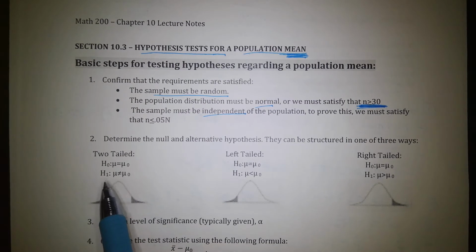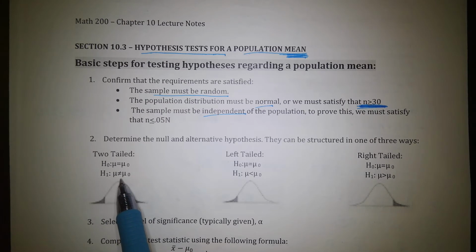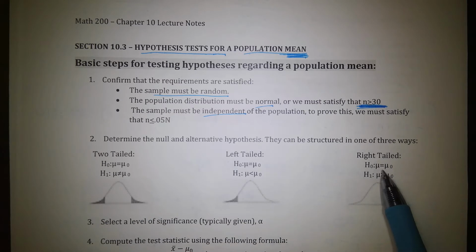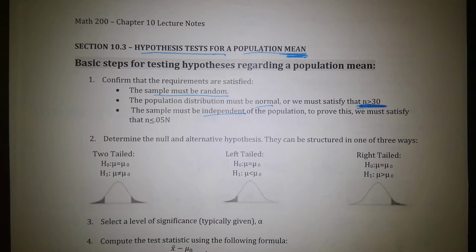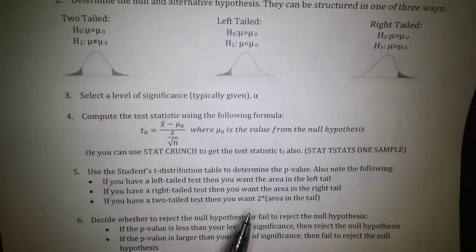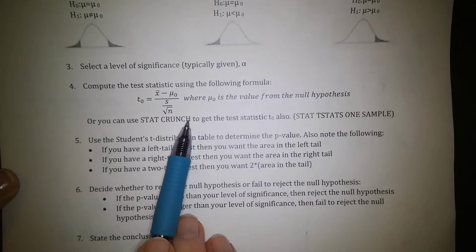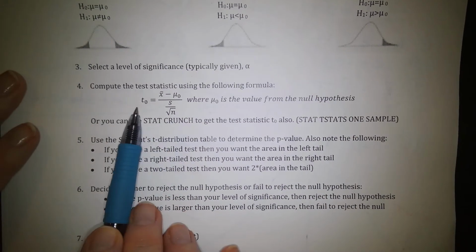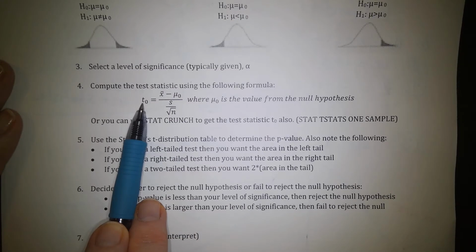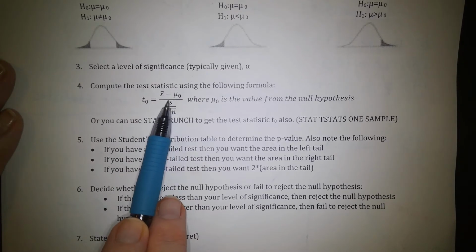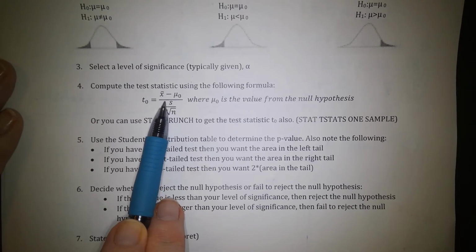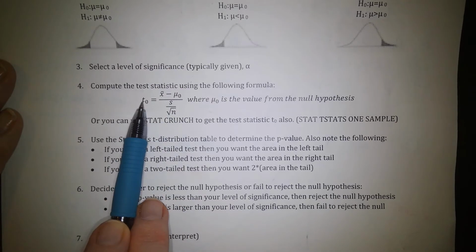Then we determine our null and our alternate hypothesis, which determines what type of tailed test we have. You'll always be given your level of significance, and then you compute your test statistic. So this equation is a little different. You find your test statistic. We will use t because generally we do not know sigma. So since we don't know the population standard deviation, we generally will have the sample standard deviation. So we have to use the t statistic instead of the z one.